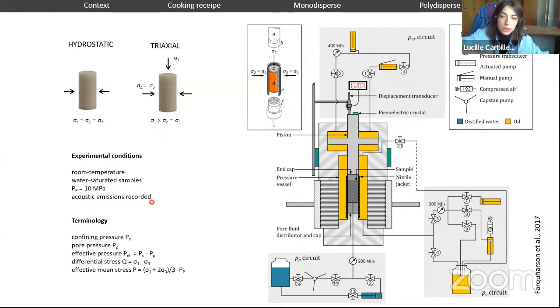So just a quick reminder of the terminology I'll be using. I'll be referring to the effective pressure, Peff, which is the difference between the confining pressure and the pore pressure. I'll also be referring to the difference between sigma-1 and sigma-3 as the differential stress Q, and to sigma-1 plus 2 sigma-3 divided by 3 minus Pp as the effective mean stress.